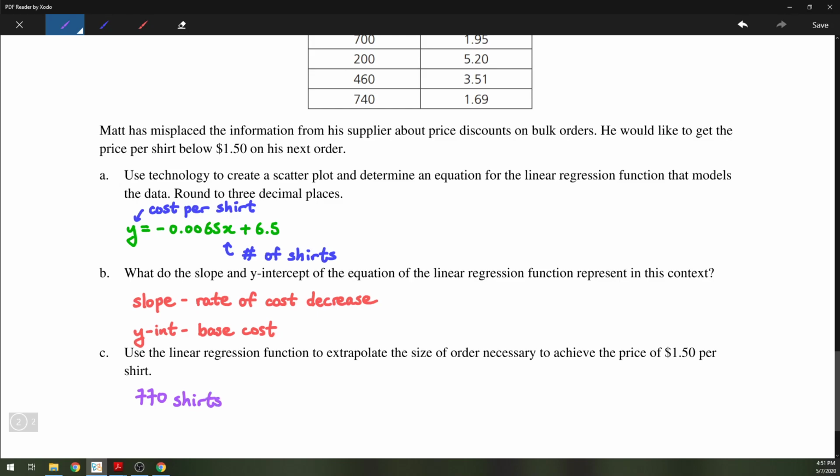And that's it. So that is how you use the Desmos graphing calculator to find the lines of best fit. And we can also answer some questions about them and learn how to format data points in some cases to make them a little bit easier to work with.